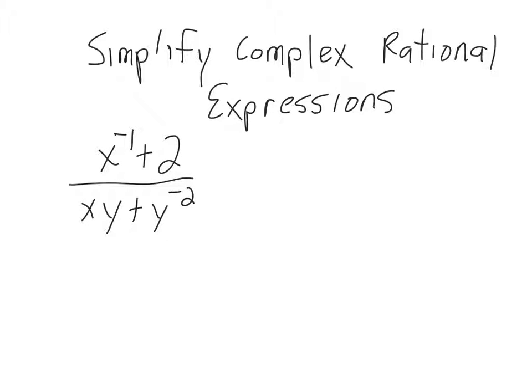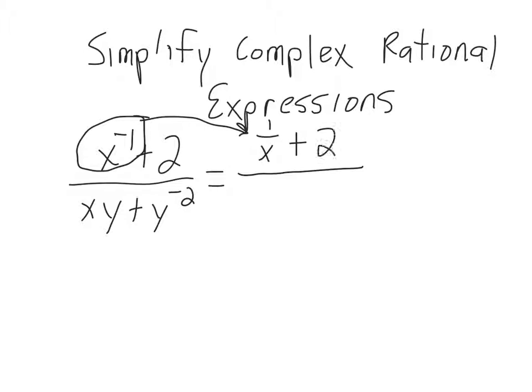This video is to help us understand how to simplify complex rational expressions, especially those that have bases raised to negative exponents. The first thing you want to do is take the numerator of the entire rational expression and rewrite that without a negative exponent. So we know that x to the negative 1 is the same as 1 over x. X to the negative 1 is the same as 1 over x, plus 2.